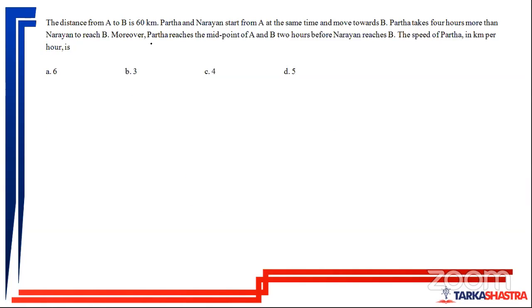Next question. So this is a time, speed and distance question. The distance from A to B is 60 kilometers. Partha and Narayan start from A at the same time and move towards B. So P and N are moving towards B and started at the same time. Partha takes 4 hours more than Narayan to reach B. So let us assume Narayan takes n hours. So Partha takes n plus 4 hours.